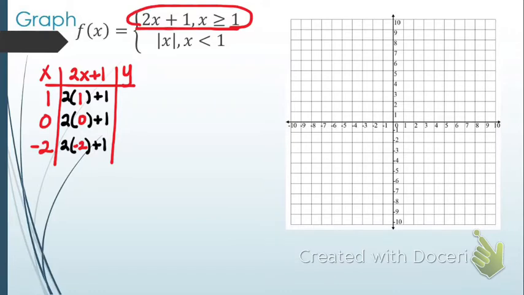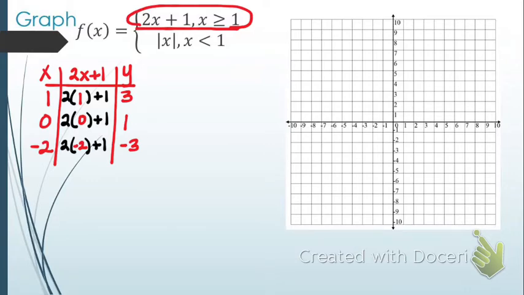So 2 times 1 is 2. 2 plus 1 is 3. 2 times 0 is 0. 0 plus 1 is 1. 2 times -2 is -4. -4 plus 1 is -3. All right, is that correct? Is that what you all got?